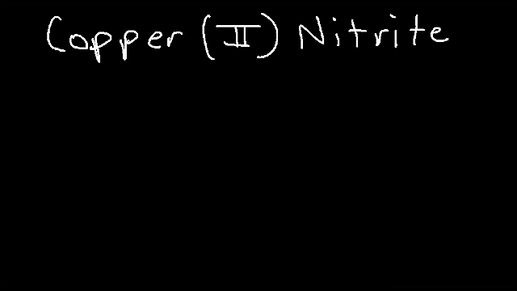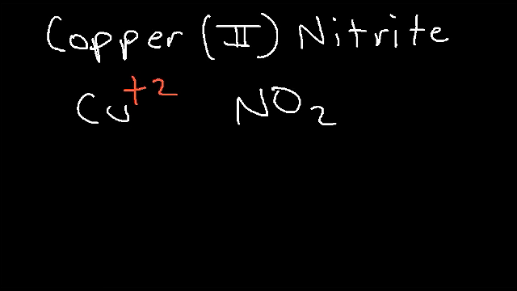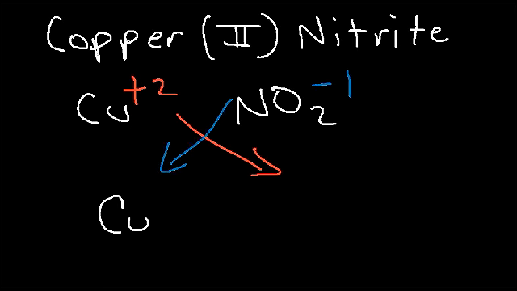Try this one. Copper(II) nitrite. So copper has a plus 2 charge as specified by the Roman numeral. Nitrite, you simply need to know this, it's NO2 with a negative 1 charge. So using the crisscross method, it's going to be Cu1, but we don't need to write the 1, times (NO2) with a 2. And so that's the answer for copper(II) nitrite.